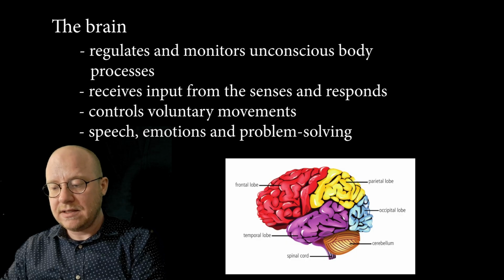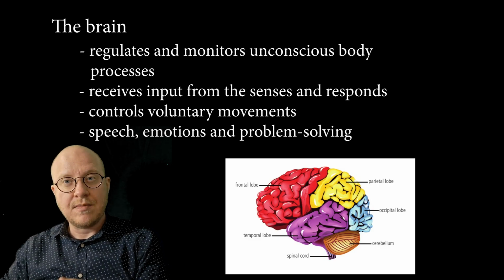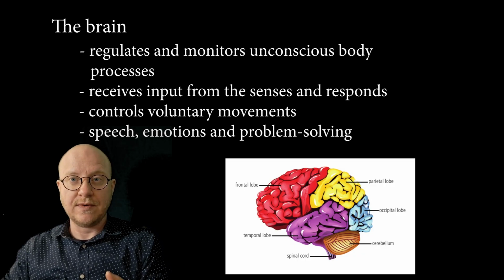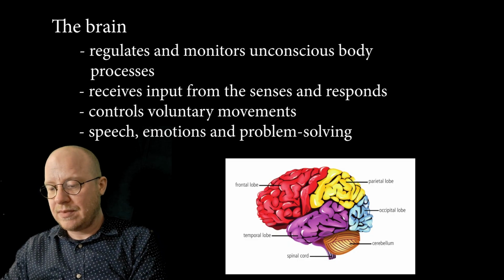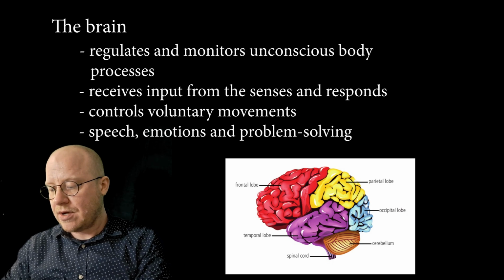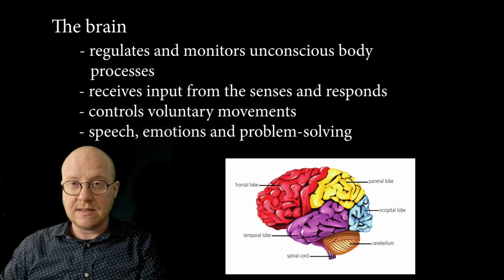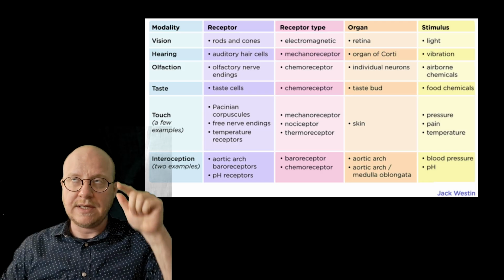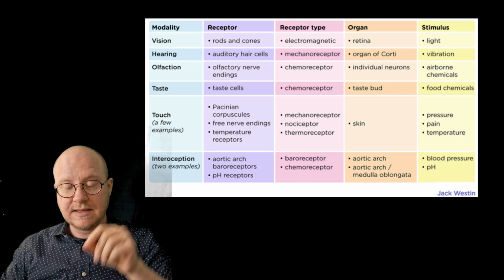It receives a flood of messages from the senses and responds by controlling balance, muscle coordination, and most voluntary movements. Okay, so the brain is responsible for the fact that I've moved my hand like this. This is a voluntary movement. Some parts of the brain deal with speech, emotions, and problem solving. The brain relies on a variety of receptors to receive information. Okay, you remember what a receptor is? It's that transmembrane protein that crosses the membrane of the cell or the organelle, and it receives ligands.